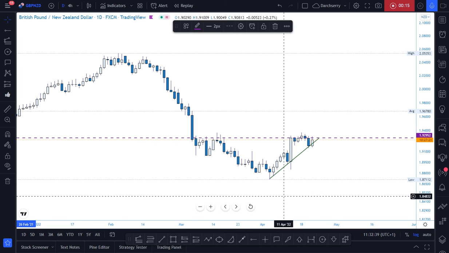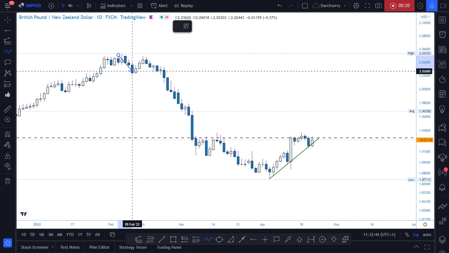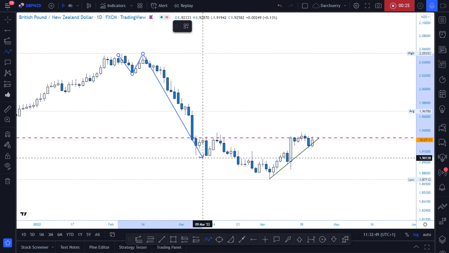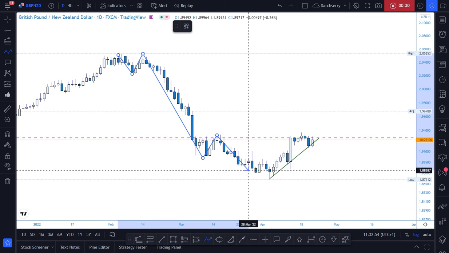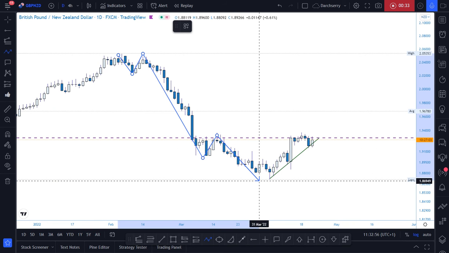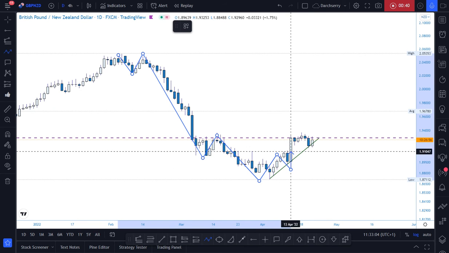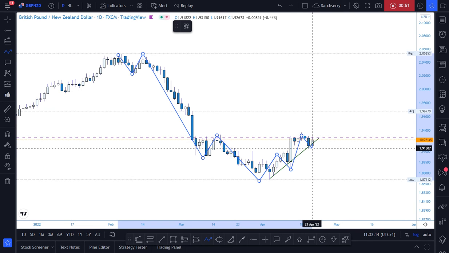And why have I said this? Since we had this impulse leg that began in February, we've been having structures where price action rejected 1.87. And since the rejection of 1.87, price had continued to find higher lows until price finds itself back at this area, which appears to be our key level at this junction in time.